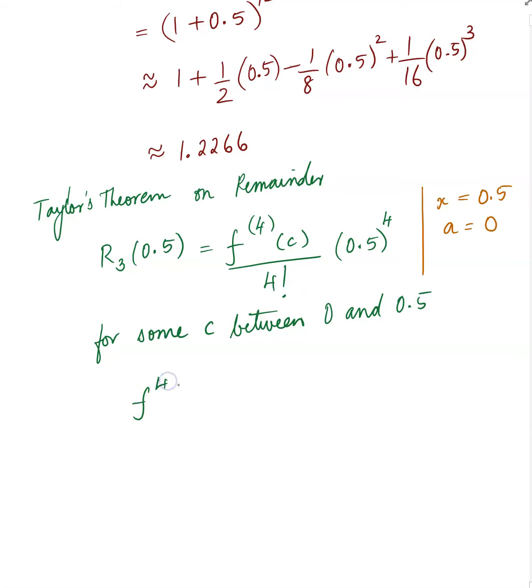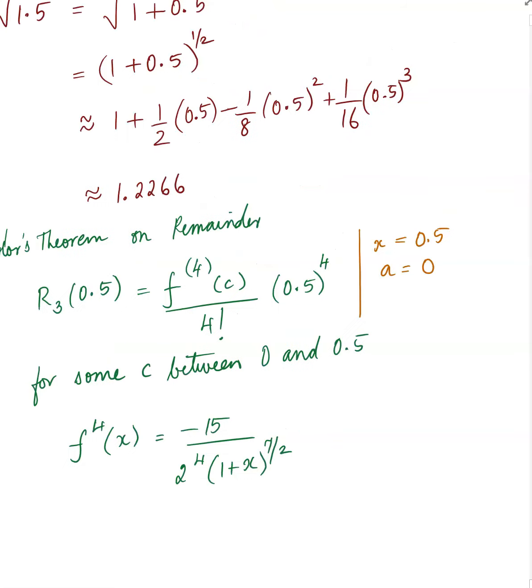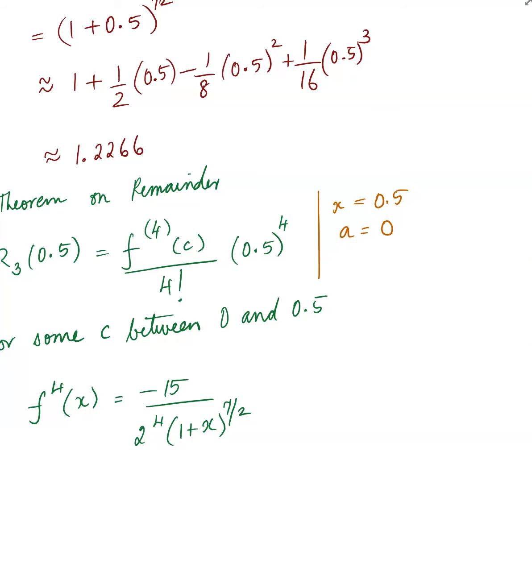So the fourth derivative f4 of x is negative 15 over 2 power 4 times 1 plus x power 7 over 2. So how do we get the fourth derivative? By the way, this is missing, it's crucial. I'll give you a quick side explanation. You know your f of x is 1 plus x power half. Take the fourth derivative of this one, that's all.